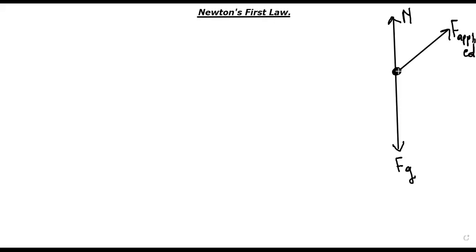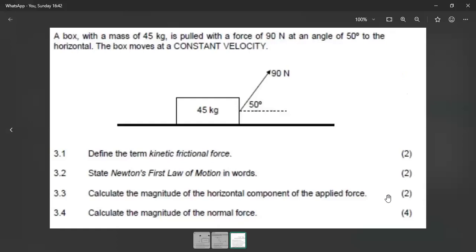And then we also have another force, which is the kinetic frictional force. This one opposes the motion of an object, meaning it always acts in the opposite direction. So this is your nice free body diagram. Then we can worry about what the questions are saying. Of course, if they don't ask you to draw the free body diagram, you need to draw it aside on your rough work section. So the first question says, define the term kinetic frictional force.